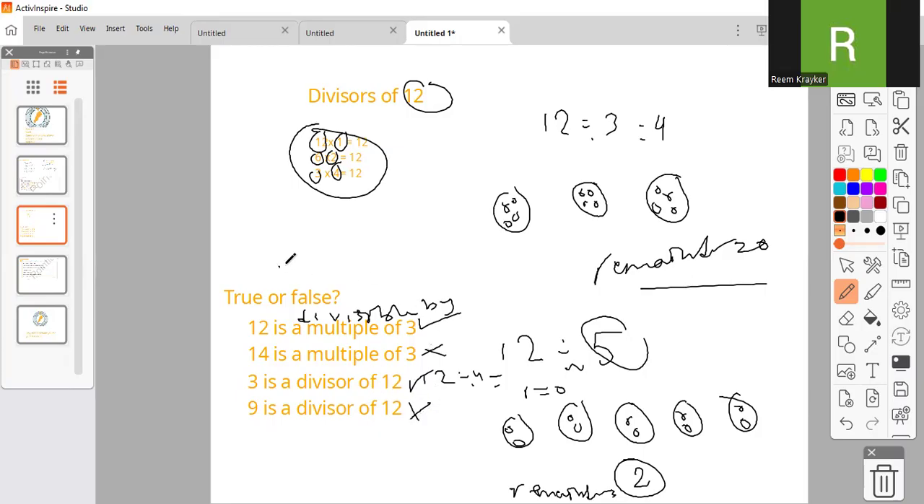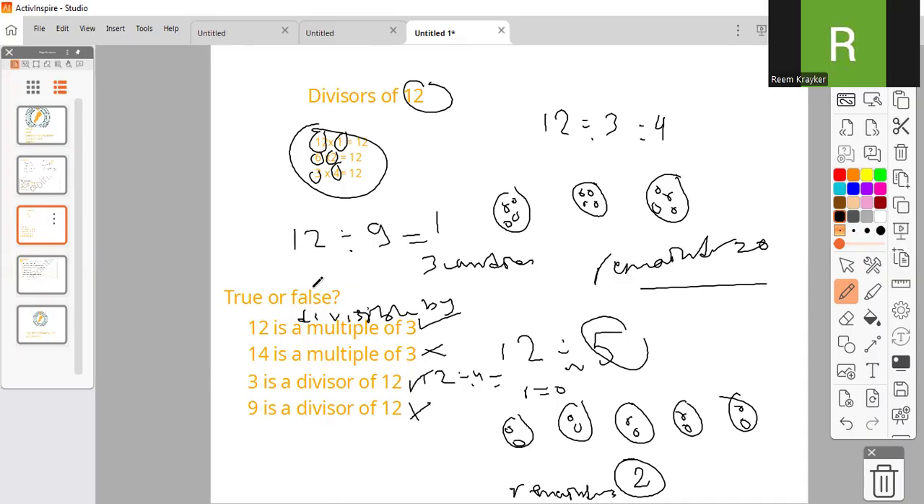Why? Because if we divide 12 by 9, and if we have 12 candies and we want to distribute them among 9 students, each student will take 1 candy, but we have 3 candies remaining because we have a remainder here. So, we can't say that 9 is a divisor of 12.